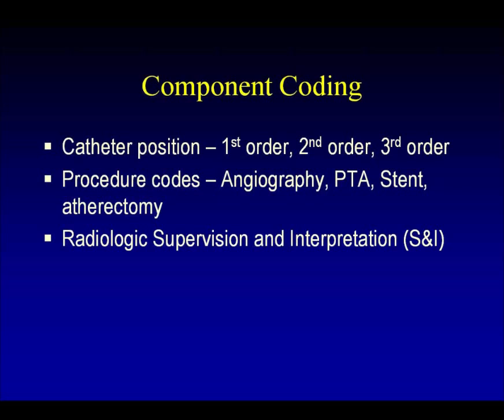Did you also do a stent? Did you angioplasty? Did you do an atherectomy? In the past, you would code for the catheterization, for the angiography, you would put a code in for angioplasty, a code for stent, a code for atherectomy, and by the way, there were also radiologic supervision and interpretation numbers. Those are the 70,000 codes associated with all the procedure codes.